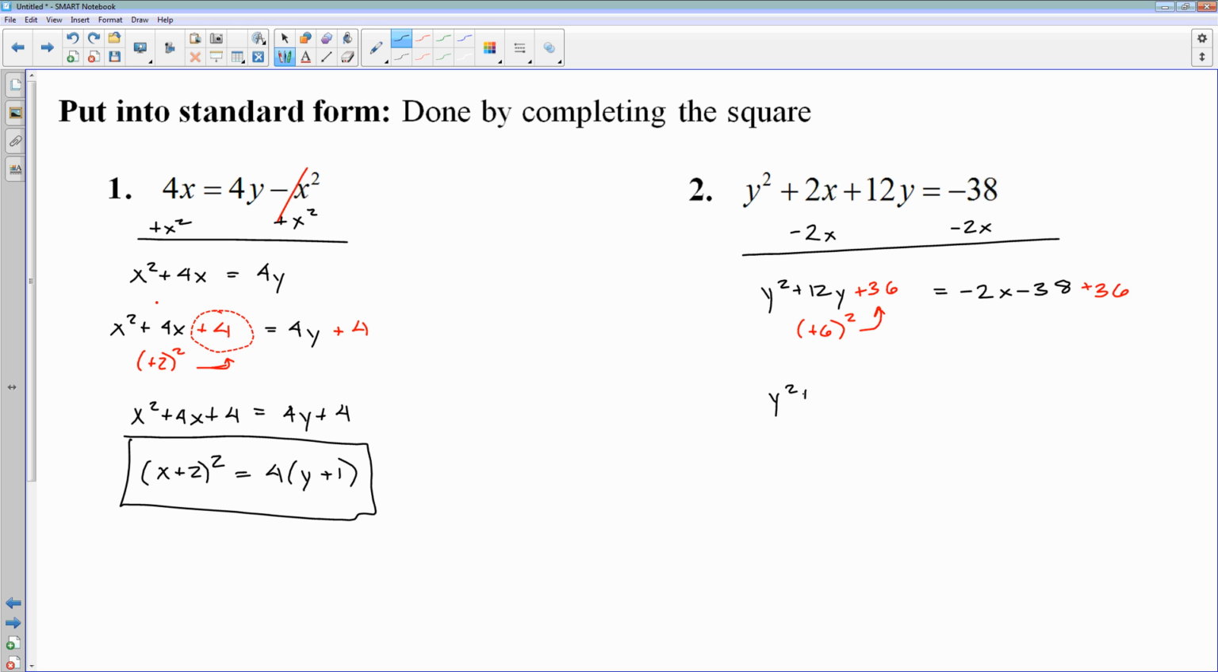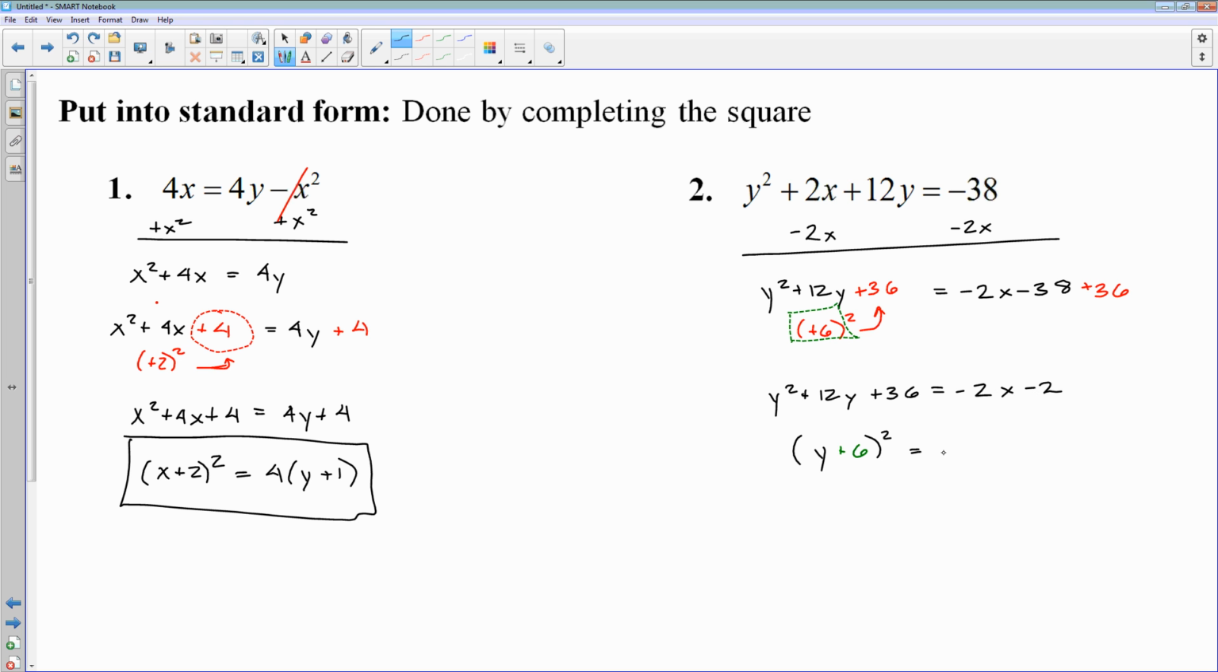And now I've got y squared plus 12y plus 36 equals negative 2x, and negative 38 plus 36 is negative 2, and we factor both sides of the equation. The reason I like to write this step right here is because the number that you squared tells you how it's going to factor. Y squared plus 12y plus 36 is going to factor to y, and then positive 6, that's the number that I squared. So y plus 6 squared.